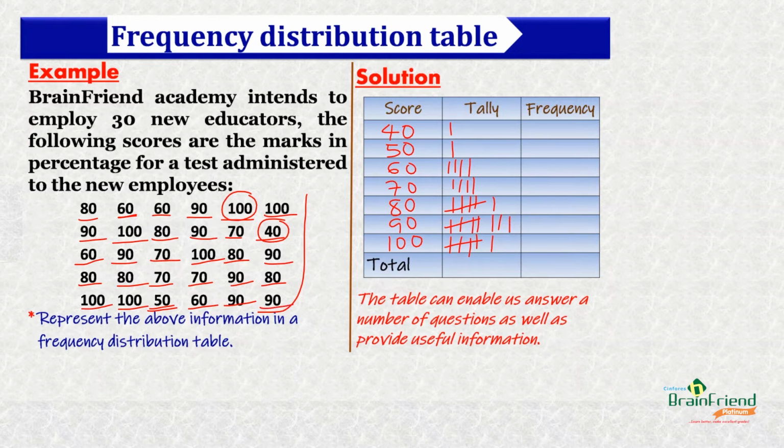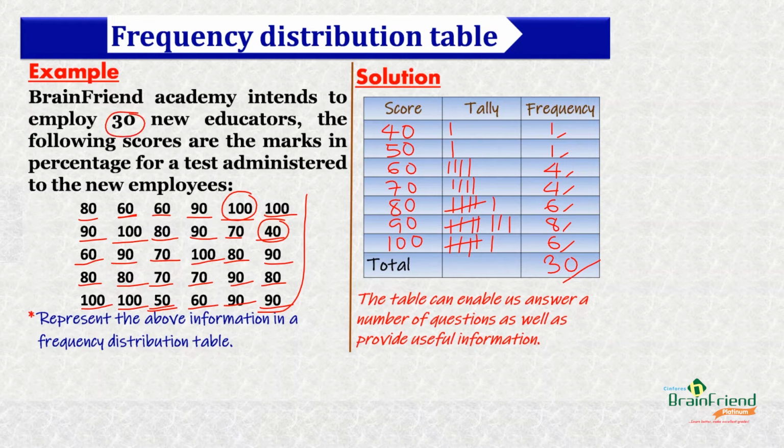So we can now have our frequency. We have 1, 1, 4, 4, 6, 8, and 6. Now the total of this, we have 1 plus 1, that gives us 2, plus 4, that gives us 6, plus another 4, we have 10, plus 6, 16, plus 8, 24, and then plus 6, that gives us 30. Ordinarily, this tells us that we have accurately represented the data given.